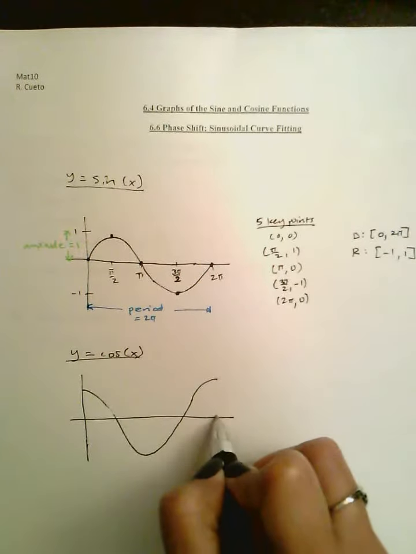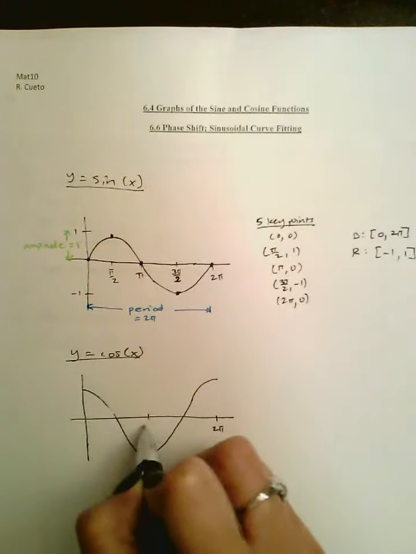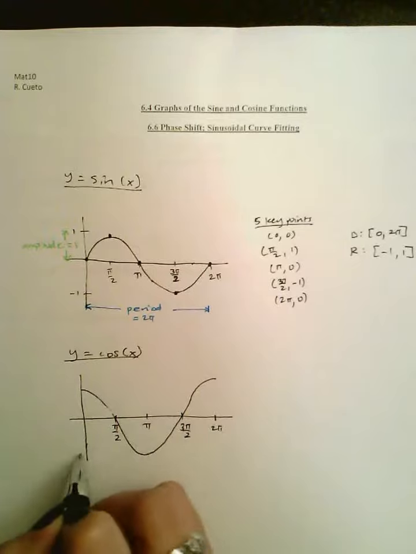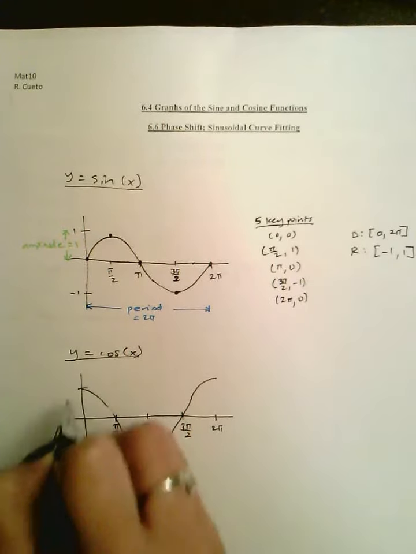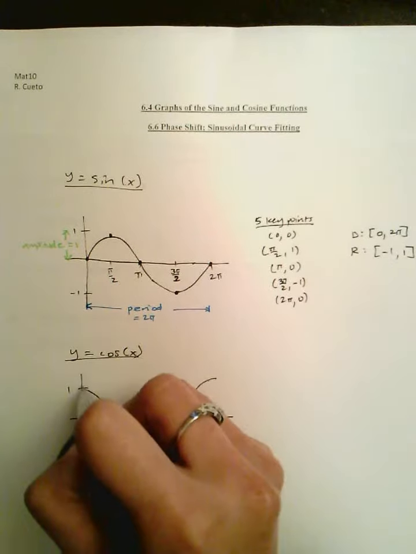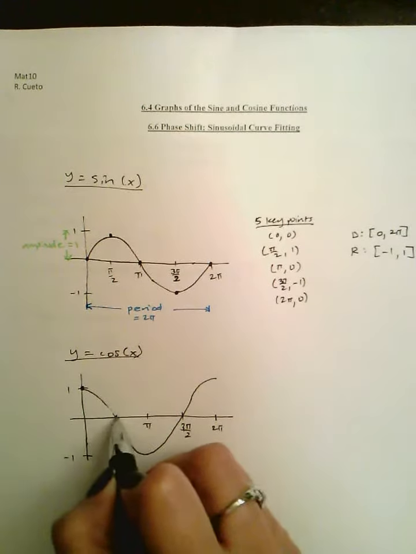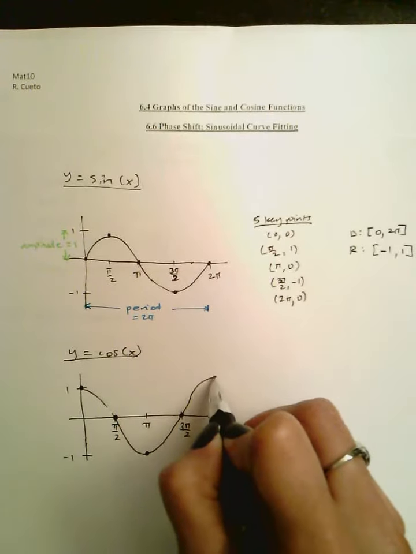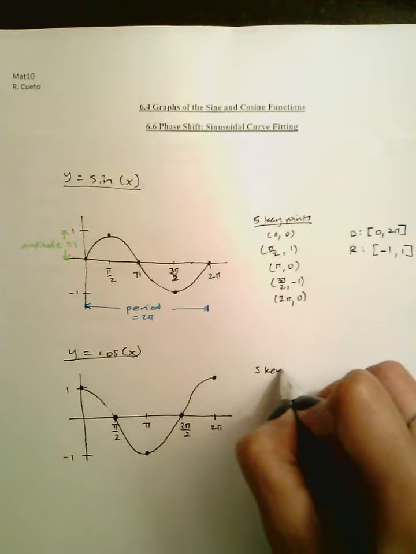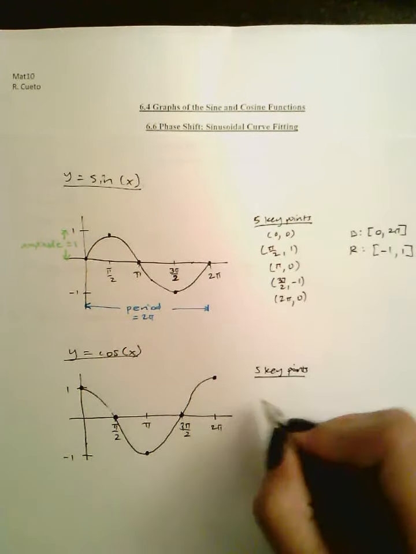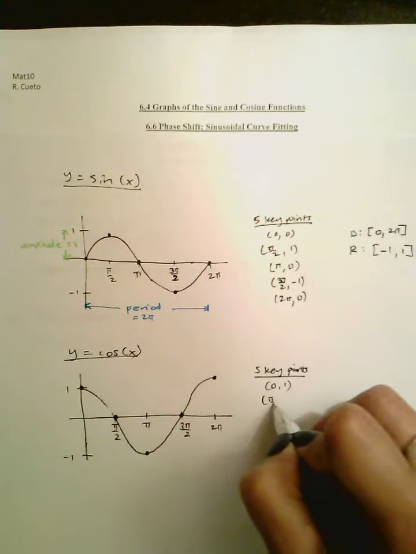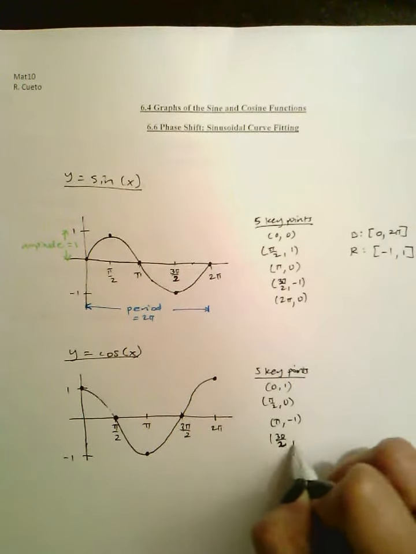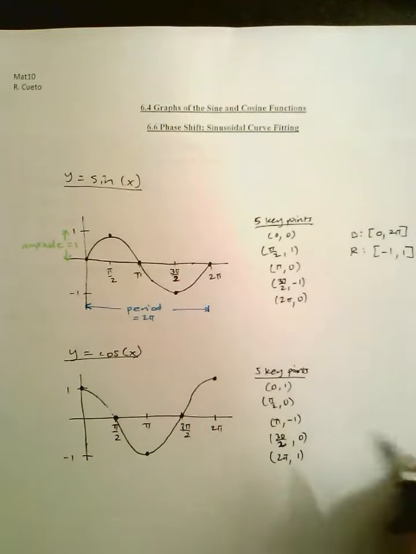So this is from 0 all the way to 2 pi, and the middle is going to be pi. This one's going to be pi over 2, and this one's going to be 3 pi over 2. This cosine function oscillates also between -1 to 1. So the 5 basic points are at 0, 1, pi over 2, 0, pi, -1, 3 pi over 2, 0, and 2 pi, 1. So let's go ahead and write out the 5 key points. Again, it's 0, 1, pi over 2, 0, pi, -1, 3 pi over 2, 0, and 2 pi, 1. So those are my 5 key points.